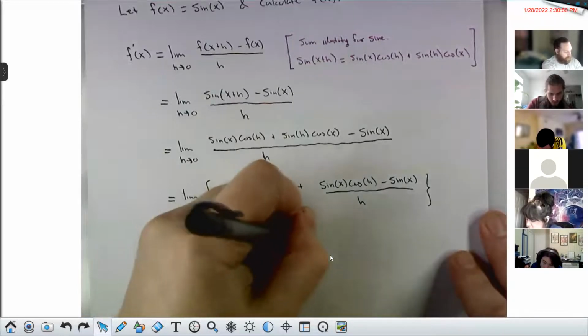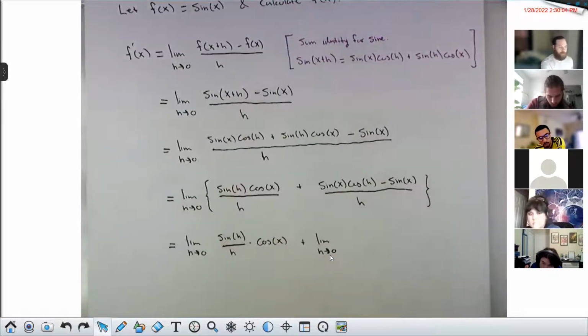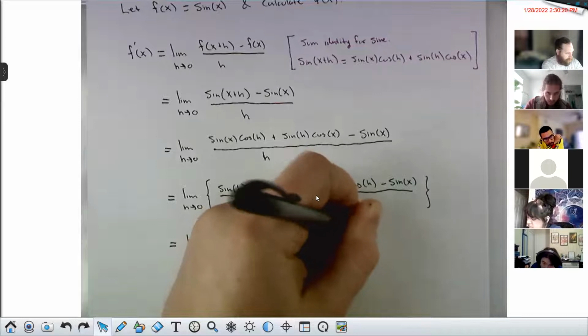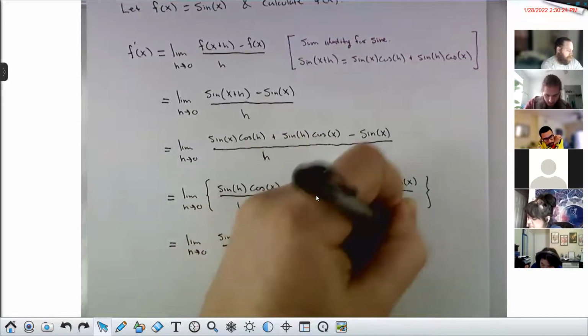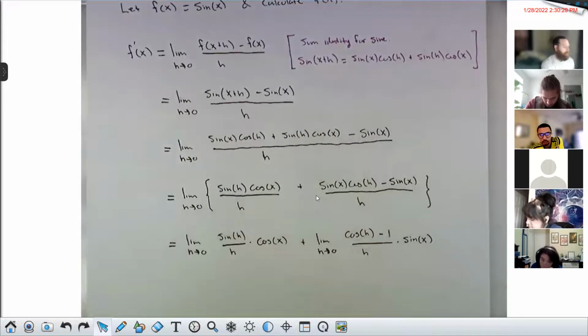The second piece will get its own limit, lim h to 0. And I'm going to do the same sort of thing. Again, the limit is in h. So the sine of x term here, I'm going to factor that out from the top. And I'll be left with cos h minus 1. Got that sine of x term out here.